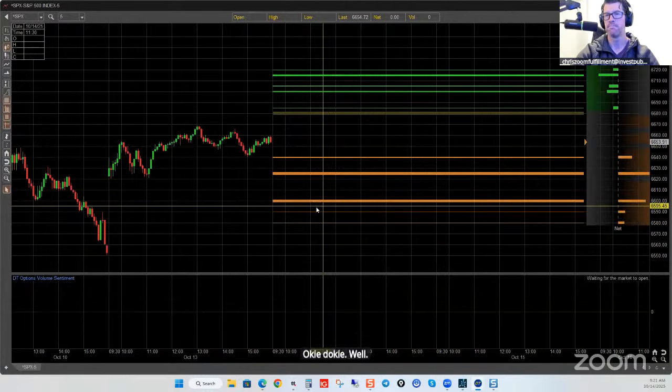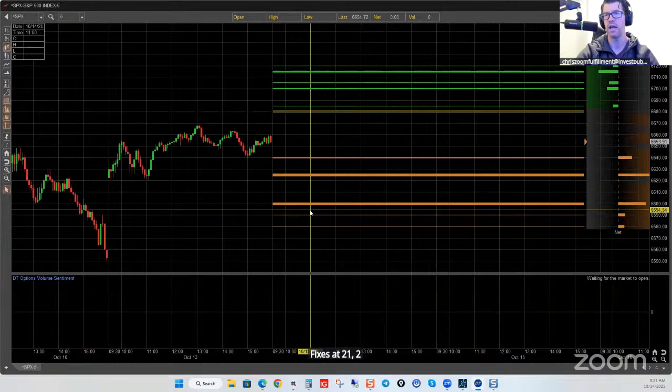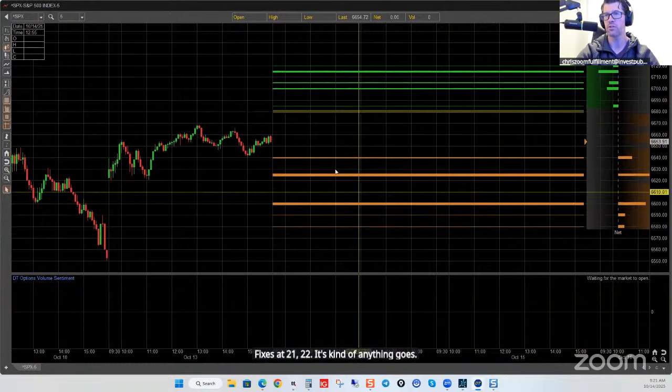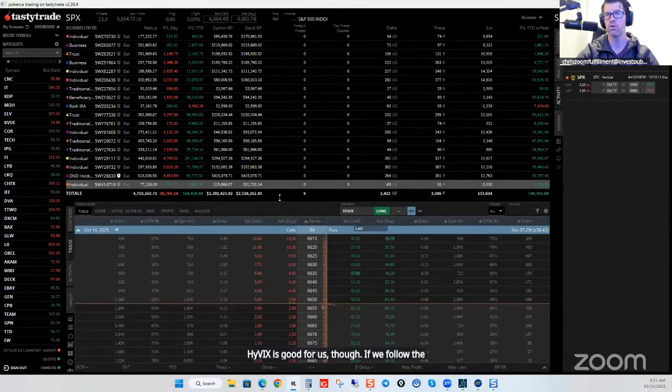Well, not saying that we can't fall lower. VIX is at 21, 22. It's kind of anything goes. High VIX is good for us, though, if we follow the strategy for daily profit play. I'm just saying this is not a time to take on a bunch of risk.